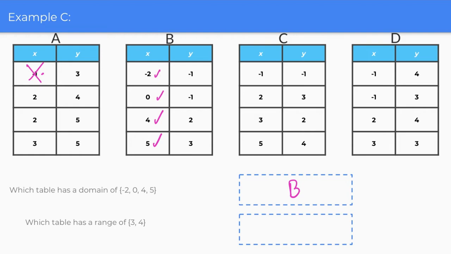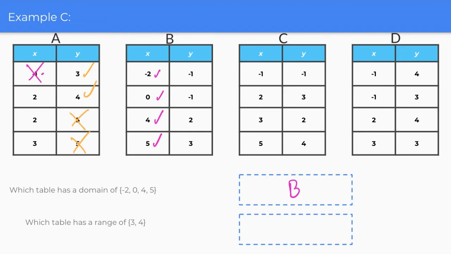Now let's take a look at finding the range. So it says the range of 3, 4. So let's take a look at our first table. So we've got 3 and 4. All right, we're on the right track, but no, it also has 5s, and 5 is not part of the range that they are asking for, so table A is out.